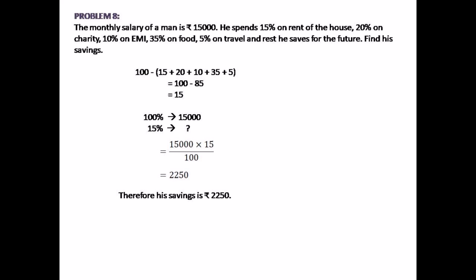If 100% gives 15,000, then 15% gives what? On cross-multiplying both sides we get 15,000 into 15 on the whole divided by 100 we get 2,250. Therefore his savings is rupees 2,250.